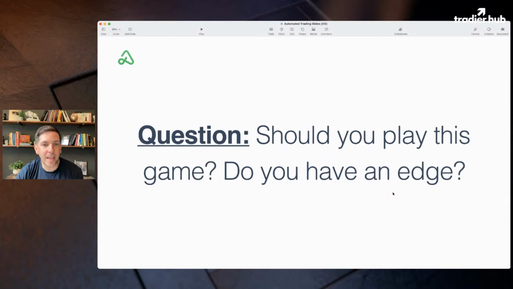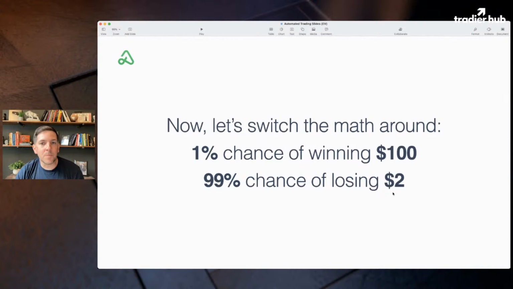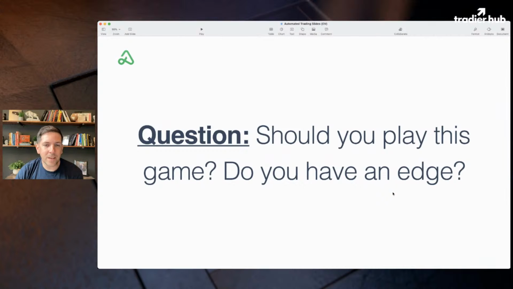Do you have an edge? If you were to play this game over and over and over again, would you win playing this game? Now, some people would say, well, I could win the first time. There's a 1% chance, so maybe you get lucky and the first time you play, you get $100. Maybe the next time you play, you get $100. But then what happens after lots and lots of times playing this game? That's where you have to ask yourself, do you have an edge in this game?